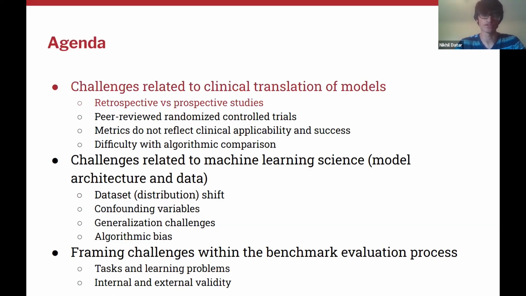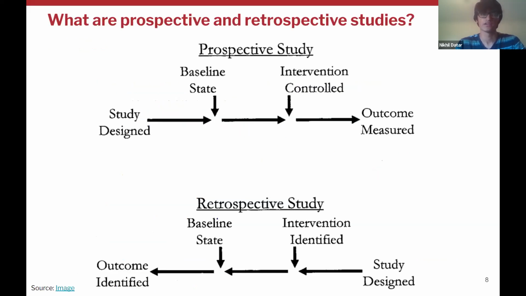And we're going to start off with retrospective versus prospective studies. Now, what are prospective and retrospective studies? A prospective study is one which starts where a researcher may start with the study design, gather patients, and then test how effective some intervention is in real time, and then measure an outcome. Whereas a retrospective study is the opposite. It starts with the study design that's already been conducted, the intervention has already been made, and a researcher is simply trying to gather insights and outcomes from that historical data.